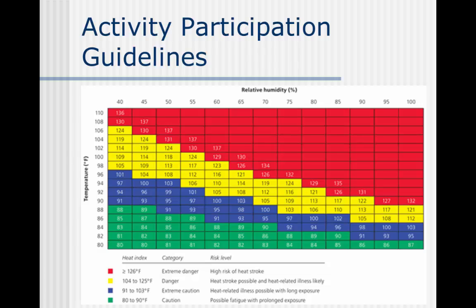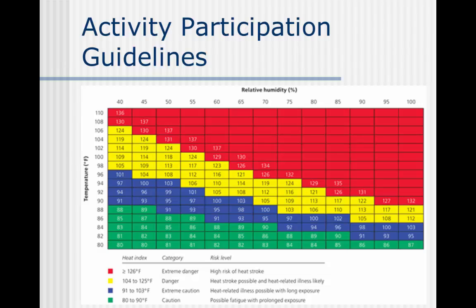The green is a caution area, so if the temperature or relative humidity puts us in a green area, there is a possibility of fatigue with prolonged exposure. The blue area is extreme caution, which means heat-related illnesses are possible with long exposure. As we get into the yellow area, that is a danger zone. Heat stroke is possible and heat-related illnesses are likely. The red zone indicates extreme danger. This is a high risk of heat stroke.